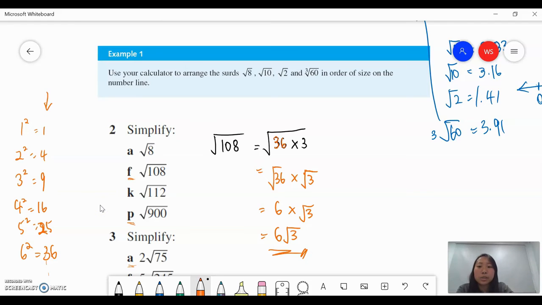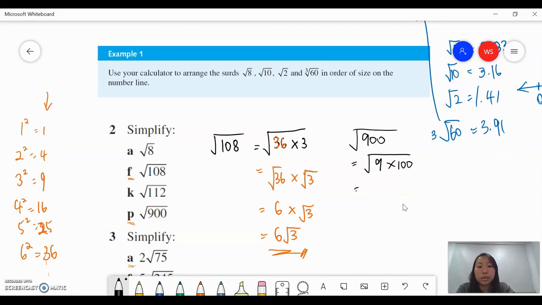Right, nice and easy. So next example, we'll do 2p. All right, so we have square root of 900. Once more, you're trying to find out what your perfect squares are and factorizing that. So you can always factorize that as 9 times 100. If you square root that, the perfect square 9 is from 3 to the power of 2, 3 squared. The perfect square 100 is from 10 to the power of 2.